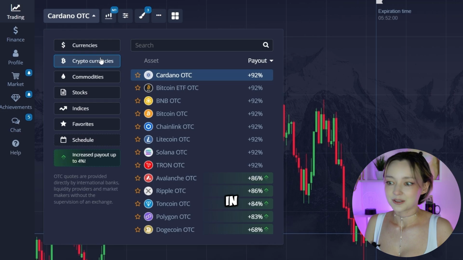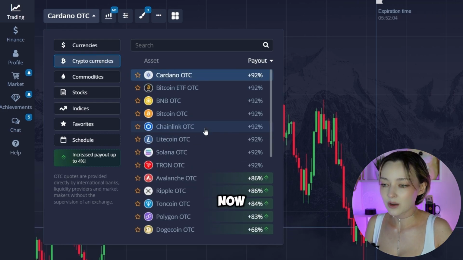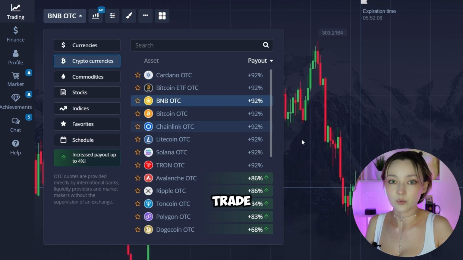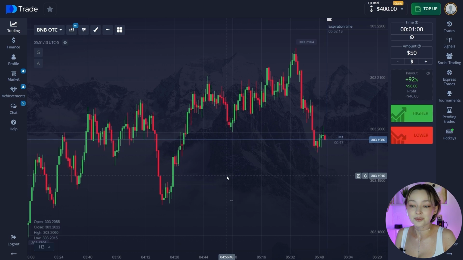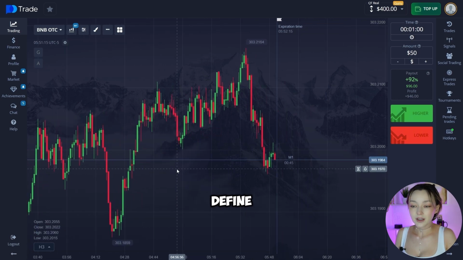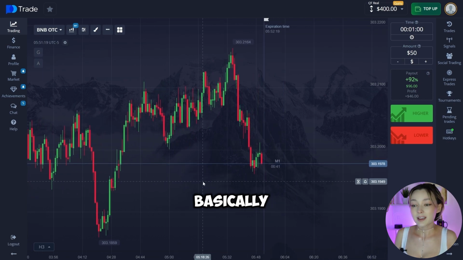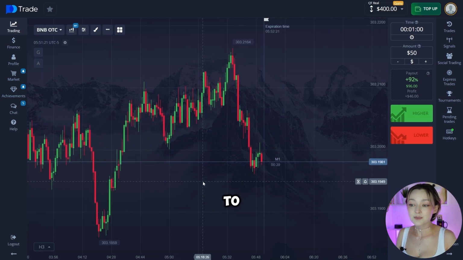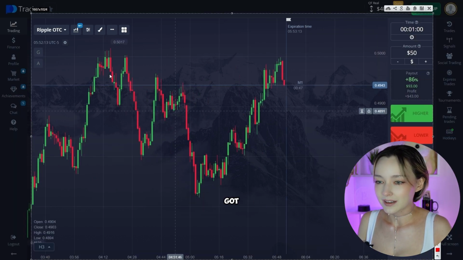Let's figure things out. In order to trade with crypto, we want to select crypto assets in the top left corner, and now we can pick any crypto asset we are going to trade with. Let's settle for BNB and see if there is any nice entry point over here. In order to define our trade direction, we gotta determine support and resistance levels, which are basically levels the price is likely to bounce off most often. We're gonna look for those reversing points. Let's see what we got.